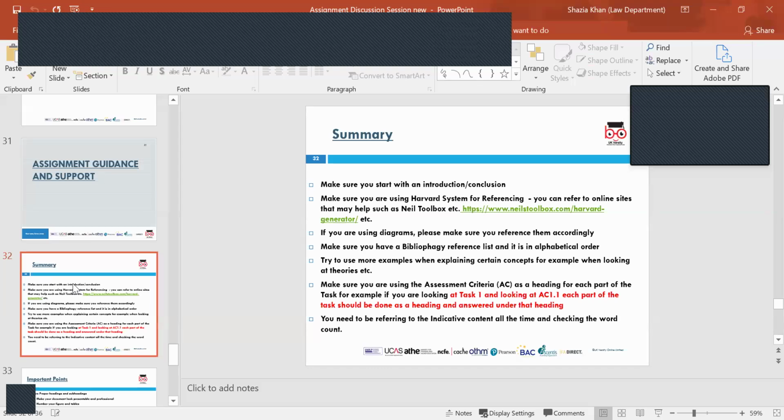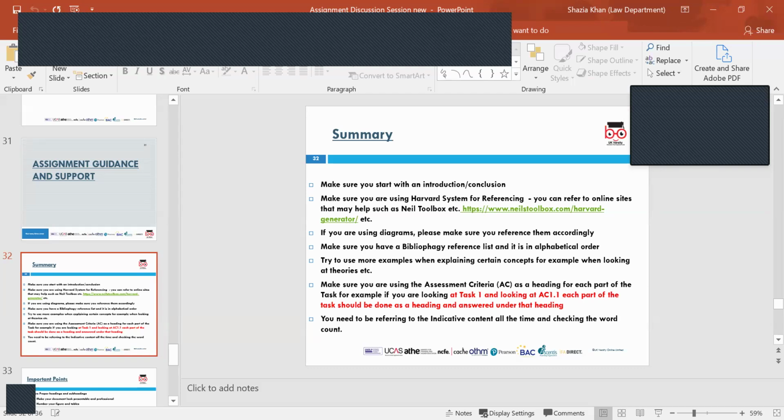Make sure you have a bibliography or reference list, and it's in alphabetical order. That's what I've realized when I've been marking work, that learners are not putting everything in alphabetical order, they're just putting the references in. Try to use more examples when explaining certain concepts.